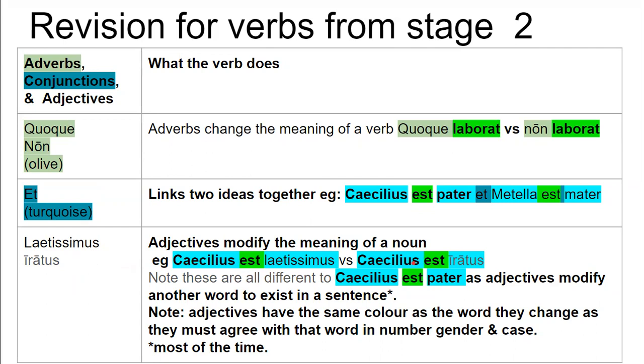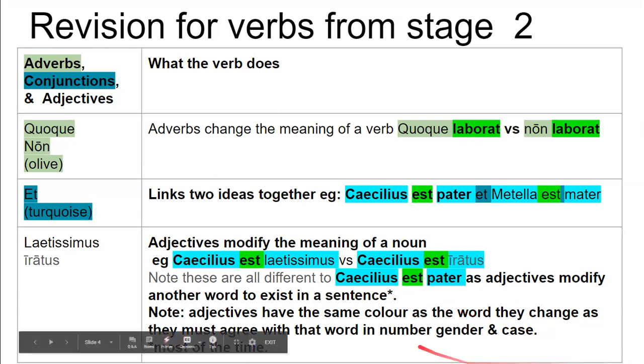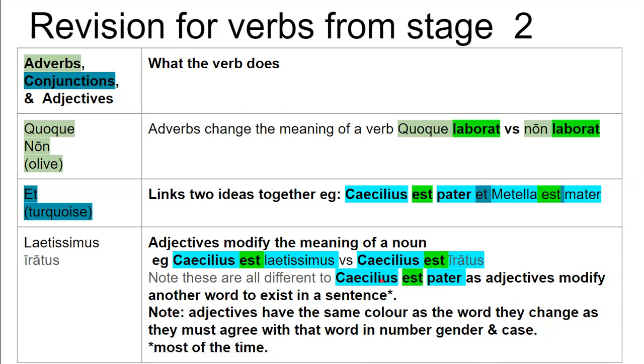Adjectives will always match a noun in case, number, and gender. Case, number, and gender. That does not mean they have to match in declension. So their forms do not have to be the same, but they have to be the same case, number, and gender. Now notice right here, Caecilius est pater. Now pater is third declension, Caecilius is second declension. You can have a third declension adjective modifying a second declension noun.